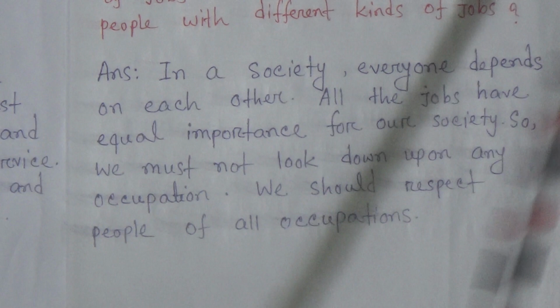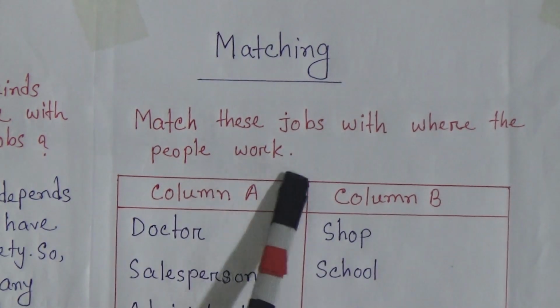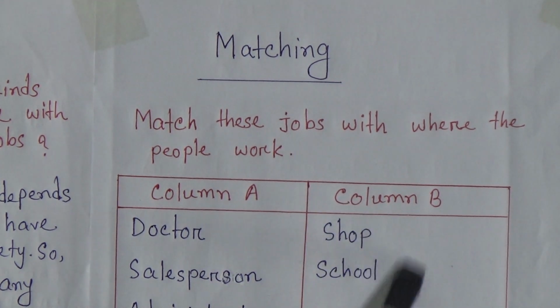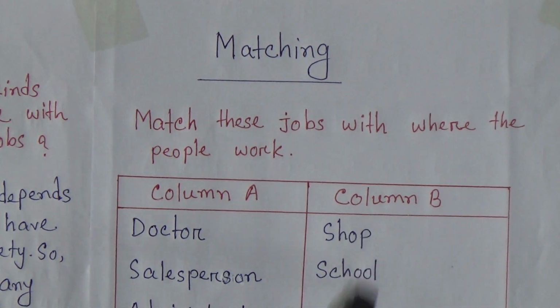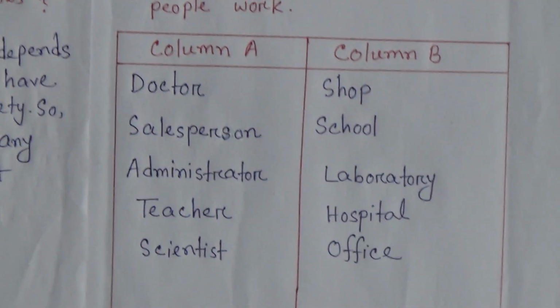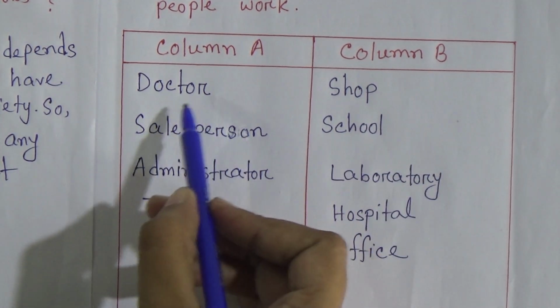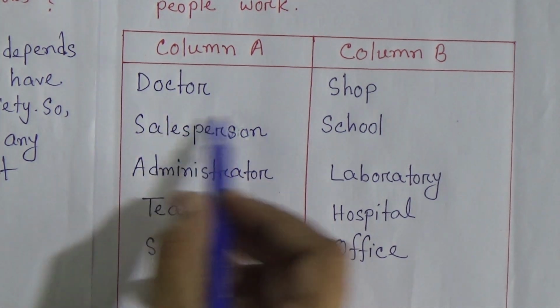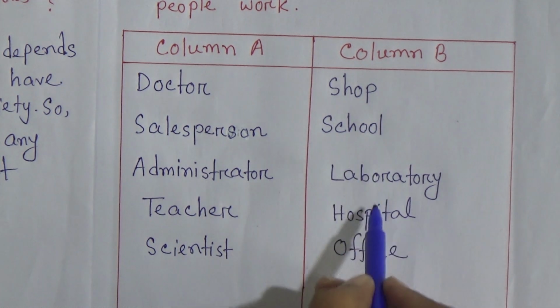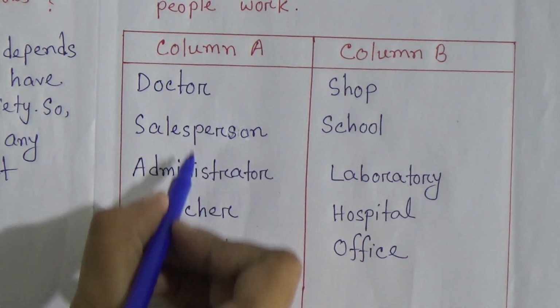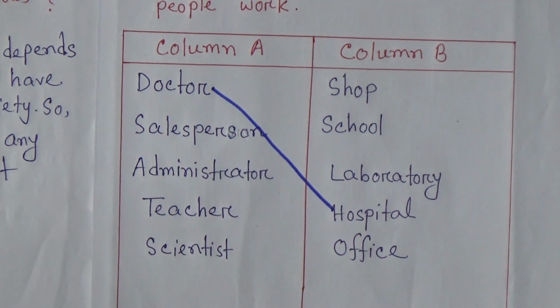Now matching. Match these jobs with where the people work. Here column A and column B. On the right side are given some places' names where the people work, and on the left side, column A, are given some occupations' names. So we will match column A with column B. Doctor, you know, is a very important occupation. Here are given shop, school, laboratory, hospital and offices. We know a doctor works at a hospital, so we will match doctor with hospital.